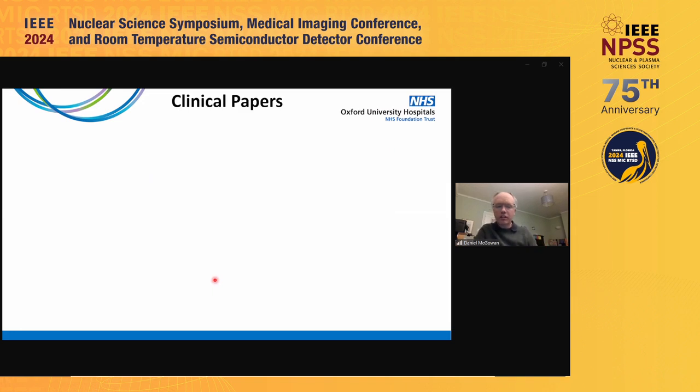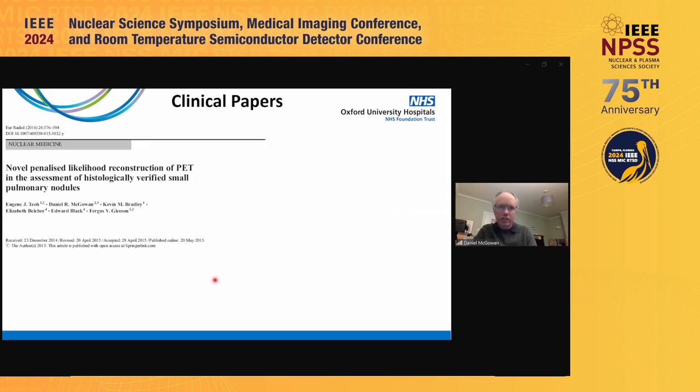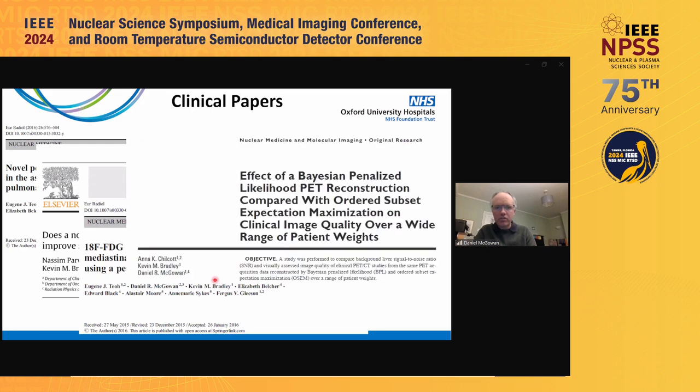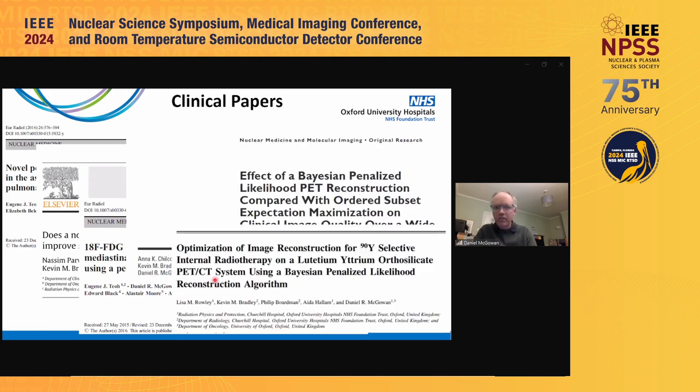So we did this in a variety of different clinical indications, and others have also done this too, following on across a whole range of different tumor types. We looked at pulmonary nodules, liver metastases, mediastinal lymph nodes, patient weight, and also different tracers. As has been mentioned about zirconium, it's very noisy imaging, similar to yttrium-90, so you need quite a different beta.